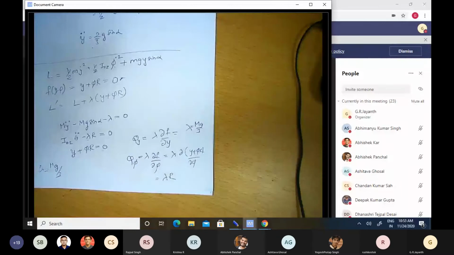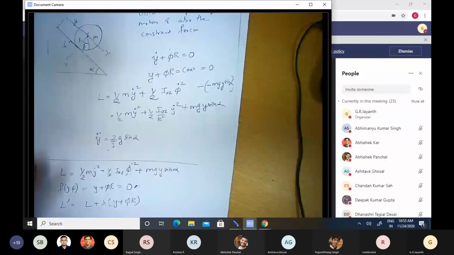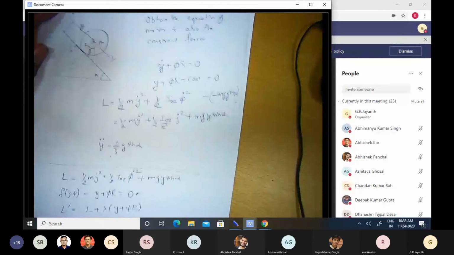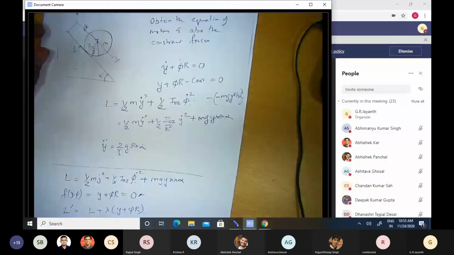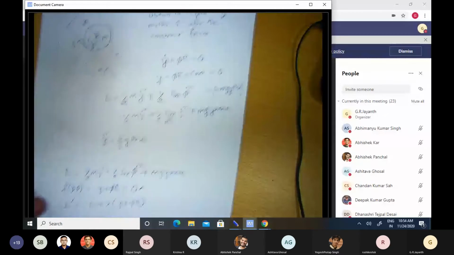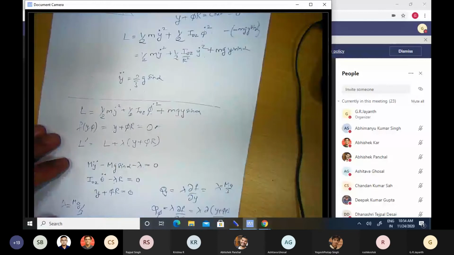So here is a very simple example of a rigid body rolling down an incline, and you have obtained the equations of motion, and also as a bonus the constraint forces in this problem. Any questions about the way we have gone about solving this problem?